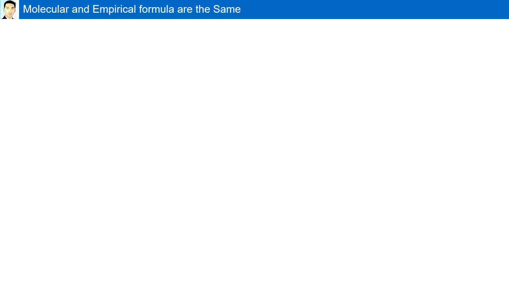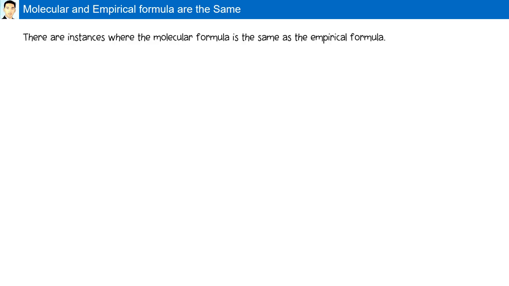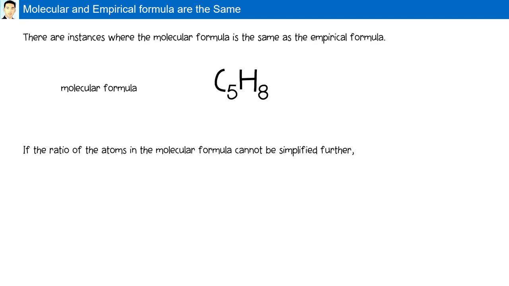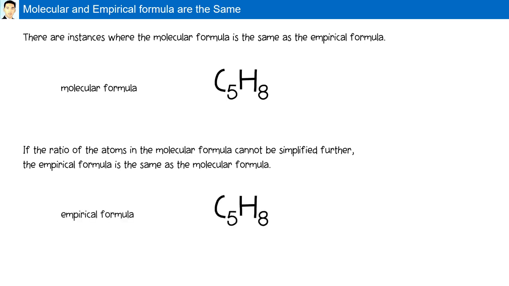Molecular and empirical formulas that are the same. There are instances when the molecular formula is the same as the empirical formula. For example, the molecular formula C5H8. If the ratio of the atoms in the molecular formula cannot be simplified further, the empirical formula is the same as the molecular formula. In this example, the empirical formula is also C5H8, the same as the molecular formula.